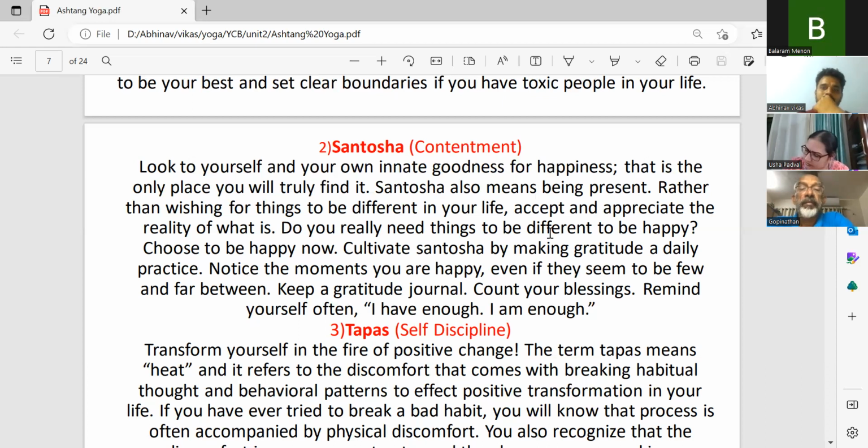Do you really need things to be different to be happy? Choose to be happy now. What this is saying is, do we really need a different thing to be happy? You have to choose to be happy now.